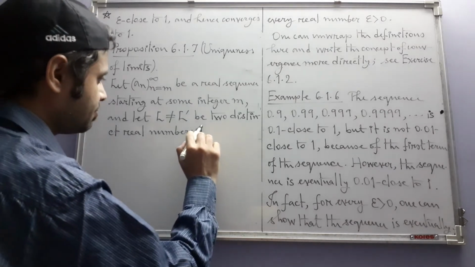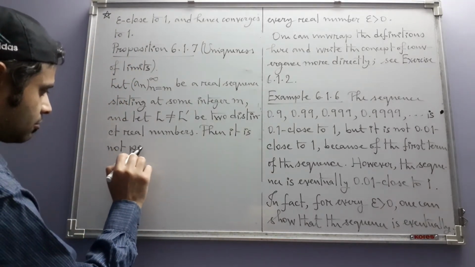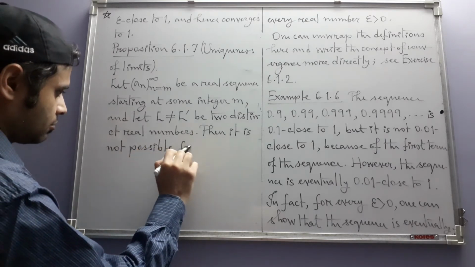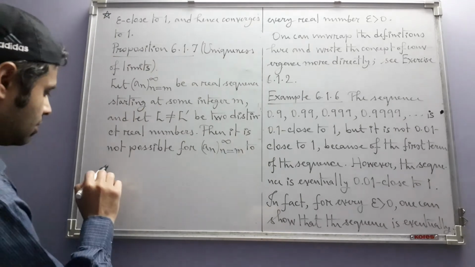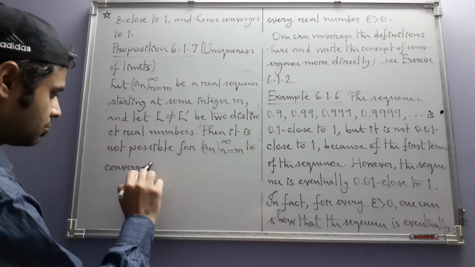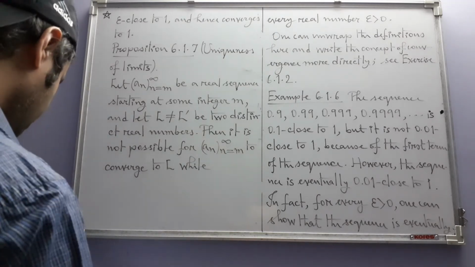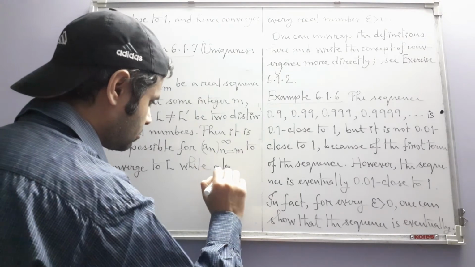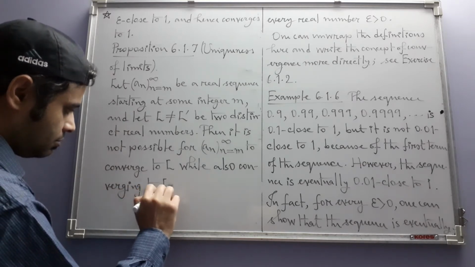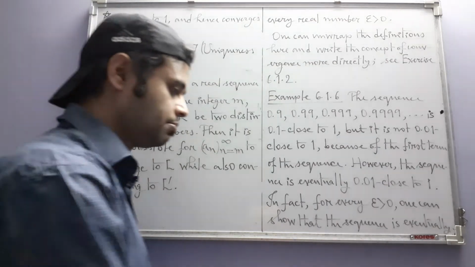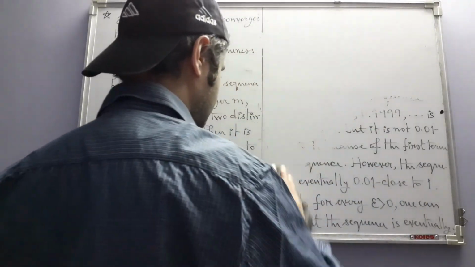Then it is not possible for the sequence to converge to L while simultaneously also converging to L prime. Okay, now we will prove this, and the proof naturally we will use a proof by contradiction type of strategy.